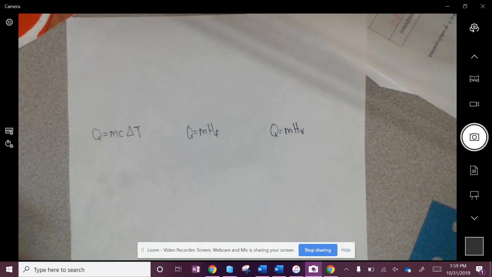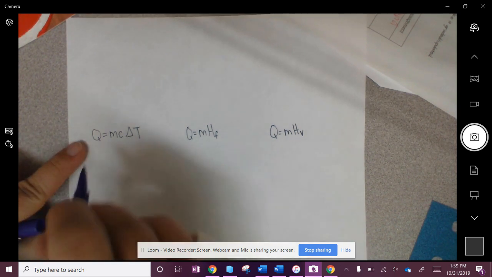Now, I'm going to give you guys these equations for a quiz or a test. So just knowing the formulas isn't going to be enough. You need to know what those letters in the formula represent. And that's sometimes half the battle. So let's go through and identify those.